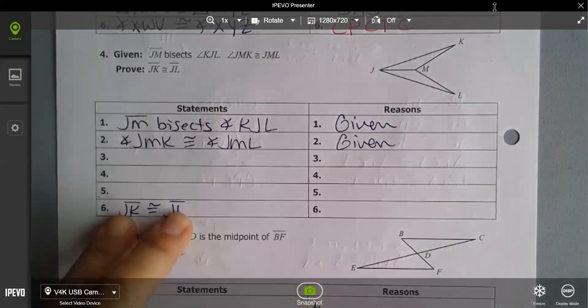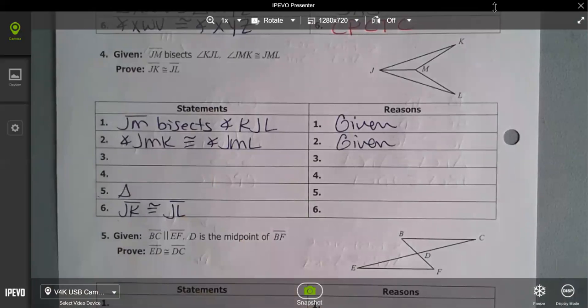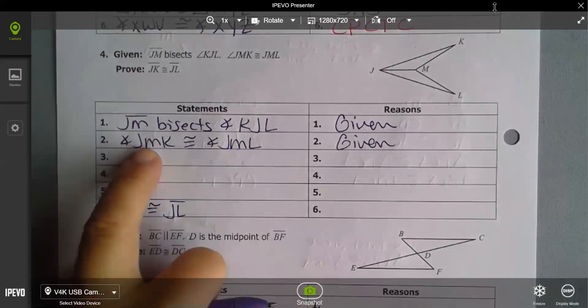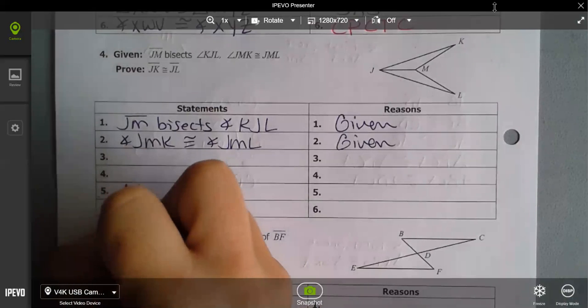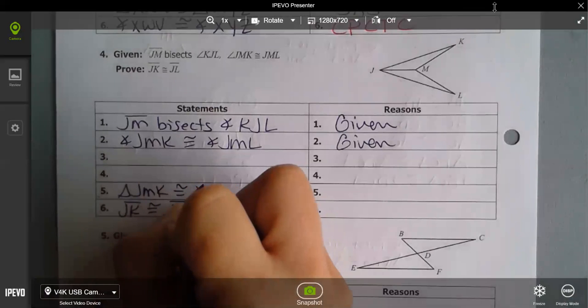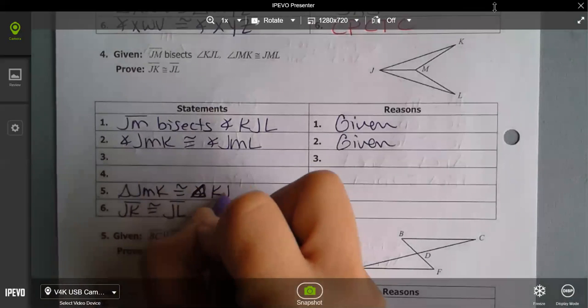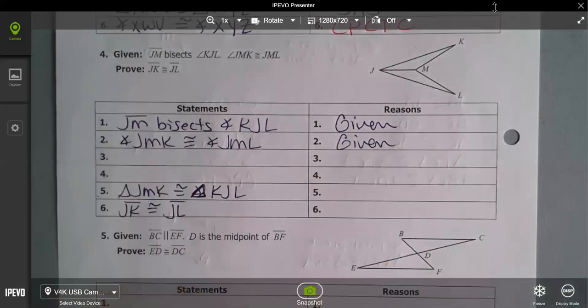But in order to say that parts are congruent, aren't we going to have to say triangles are congruent? I'm just going to borrow the order of these three letters because I know that they're right. Triangle JMK congruent to triangle KJL. Before I can say parts, I have to establish triangles.